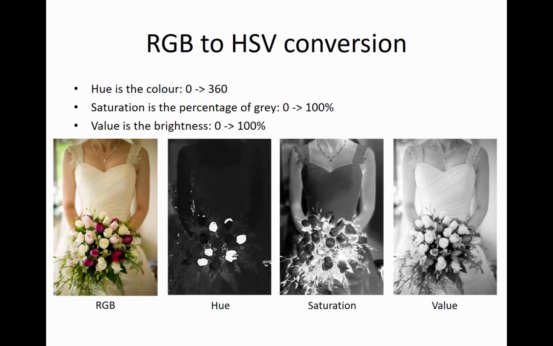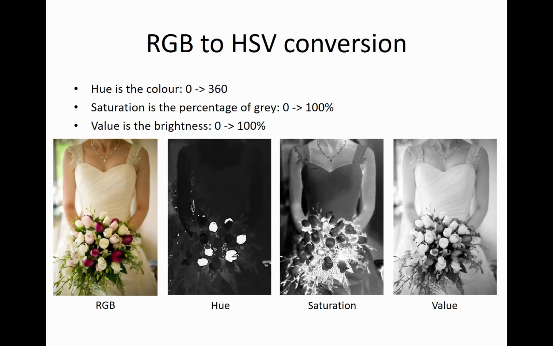Now, what do these actually look like? On the far left, we have our RGB image, and then next we have the hue value, and this is encoded from 0 to 360 degrees. Here you'll notice that the red flowers in particular for our hue stand out. They have a very distinctive color within this image, and so they can be easily thresholded in comparison to the rest of the image, the dress and the white flowers and the pink flowers in there.